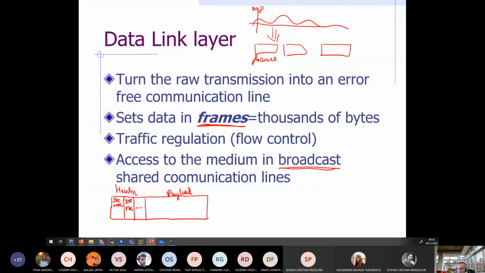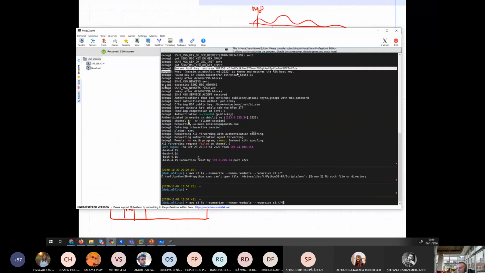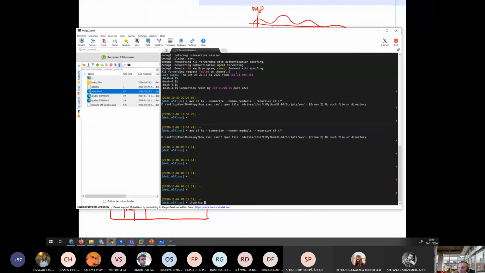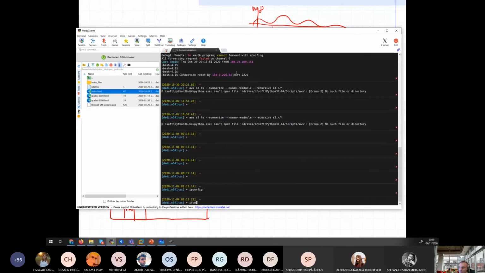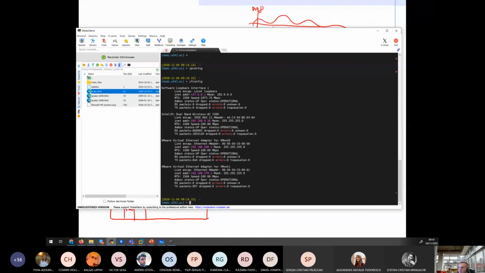Now, if we are to take an example of what MAC addresses are, ipconfig. I see that ifconfig works in this one as well. So on Windows, these are the things that we are calling MAC addresses. These are addresses represented on 6 bytes, as you can see here, that uniquely identify a network card. We will see more on this later on.